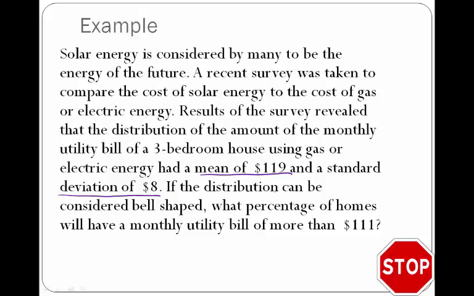If the distribution can be considered bell-shaped, so we need those 3 things. We need to know the distribution is normal or bell-shaped, we need the mean, and we need the standard deviation, or else we need the data so we can determine those 3 things for ourselves. So now I want to know what percentage of homes will have a monthly bill of more than $111. Now stop and see if you can work the problem before you look at the solution on the next slide.